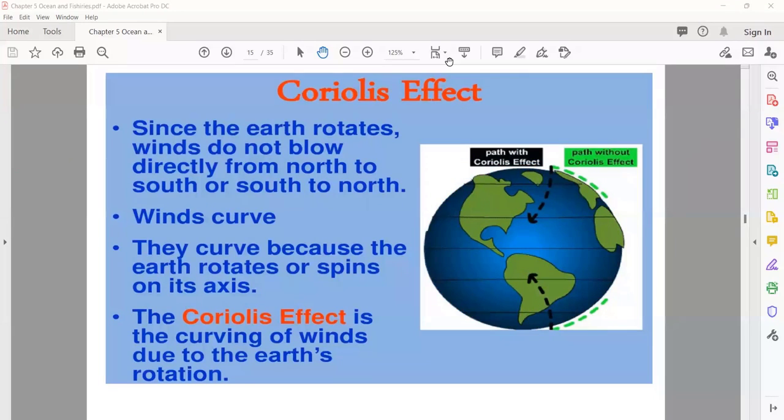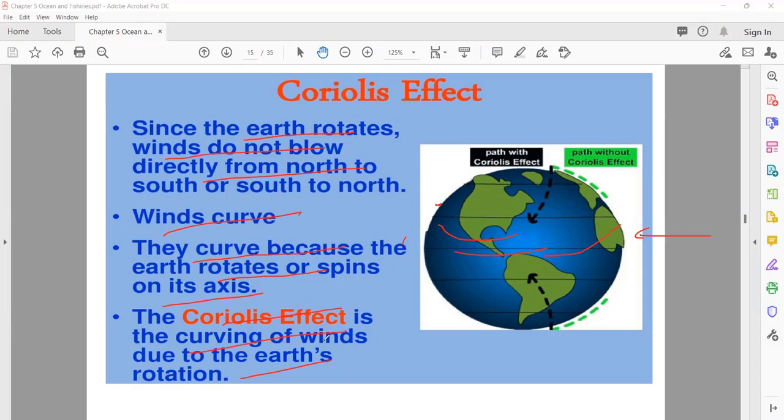Okay. Once again, since the earth rotates, winds do not blow directly from north to south. For example, if the wind wants to come from here till here, it cannot come directly. When it reaches here, it has to bend, then it will reach somewhere here. So wind curves. They curve because the earth rotates or spins on its axis. The Coriolis effect is the curving of winds due to the earth's rotation.